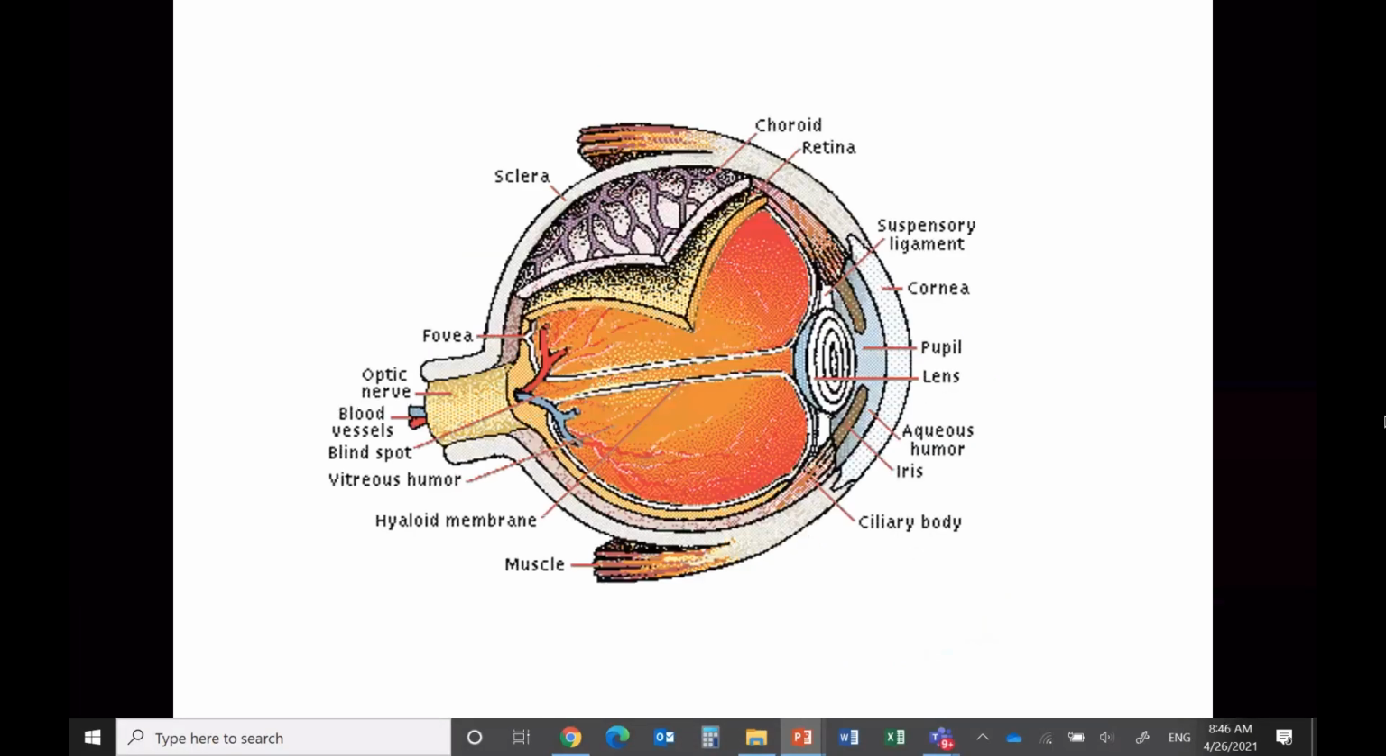So this is a cross section of the eye. We see that there is some lens.